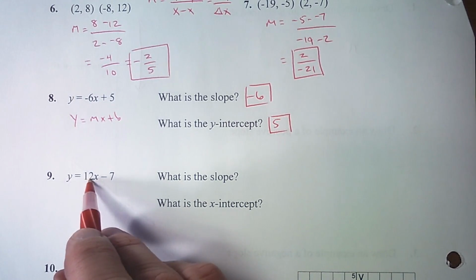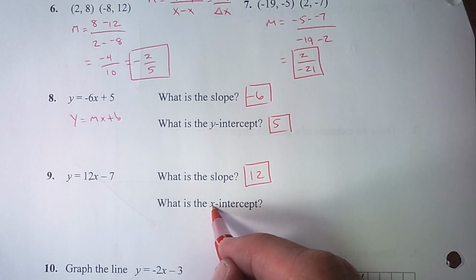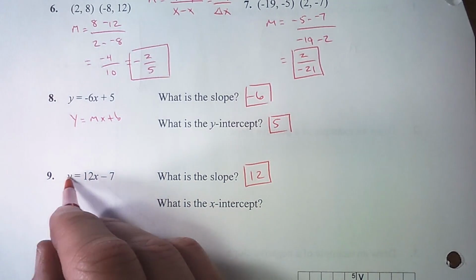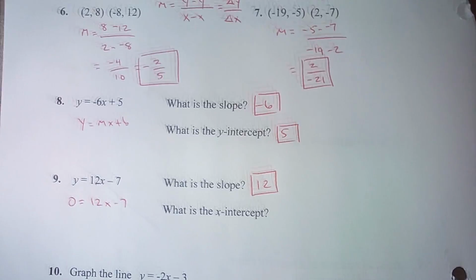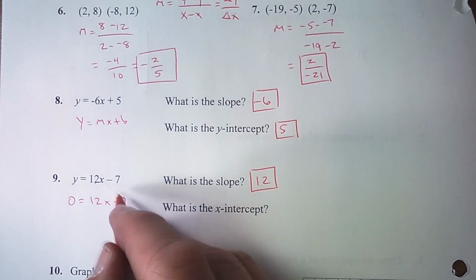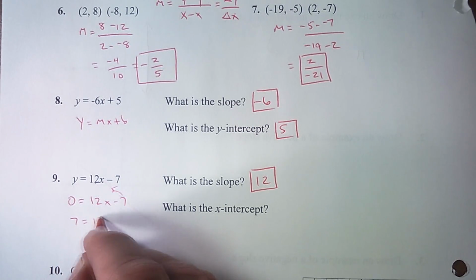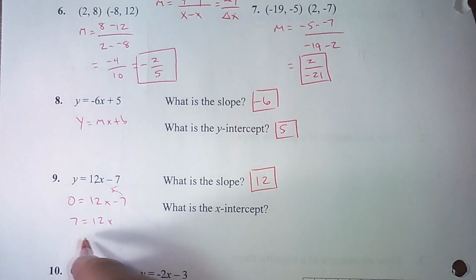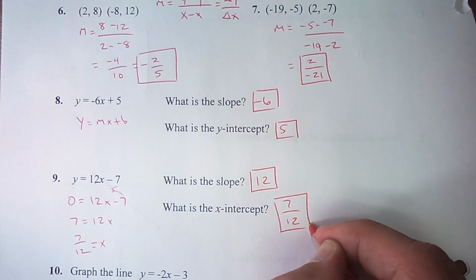Number 9, what is the slope? It's m, which is 12. What is the x-intercept? The x-intercept happens when y is 0. So I need to solve that equation for x. So I'll move that 7 over, and it becomes a positive 7 equals 12x. And I'll divide and get x equals 7/12. So my x-intercept is 7/12.